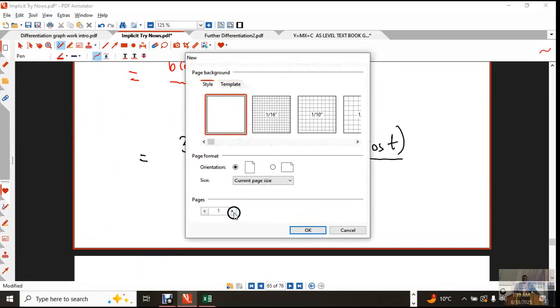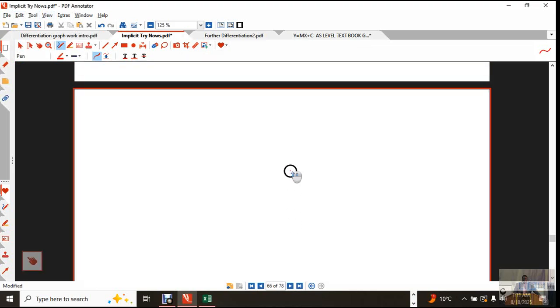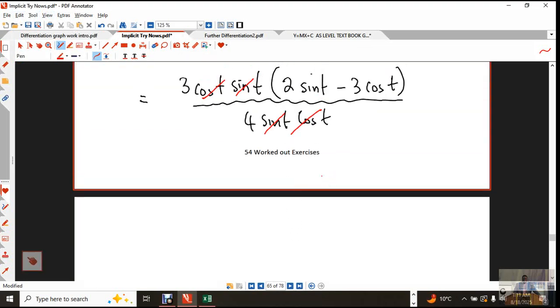Append. I'm going to append actually about 2 of them, no problem. So we are now left with, it's also safe because this work is kind of important that we don't lose it. Okay, what we are left with eventually is 3 over 4 in brackets, 2 sine t minus 3 cos t.